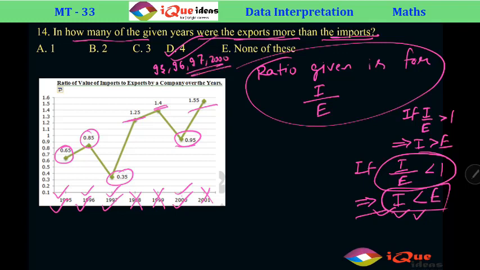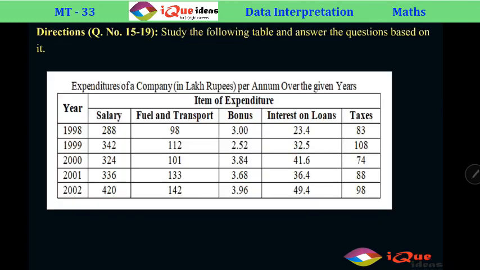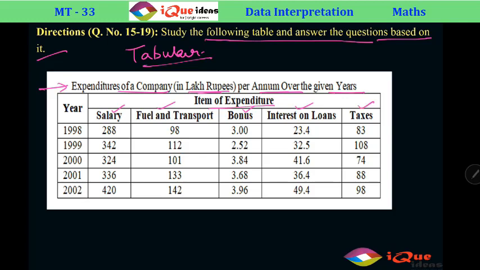All right. So now let's take up the next set of data. Now the next set is based on the tabular form of data. What is the question saying? Study the following table, answer the questions based on it. Here the head note says expenditures of a company in lakh rupees per annum over the given years. Items of expenditure are salary, fuel and transport, bonus, interest on loans, taxes. All the values are in lakh rupees.